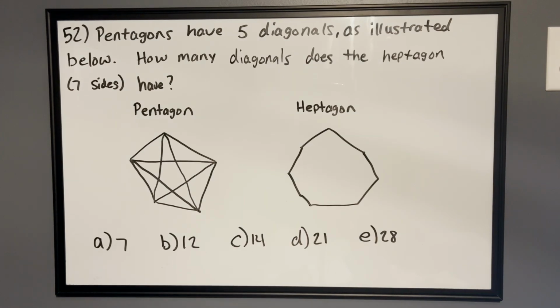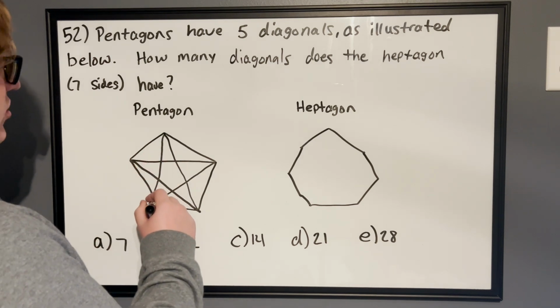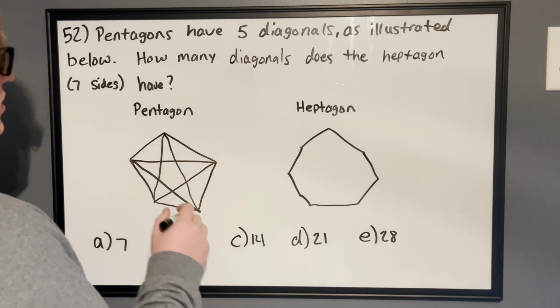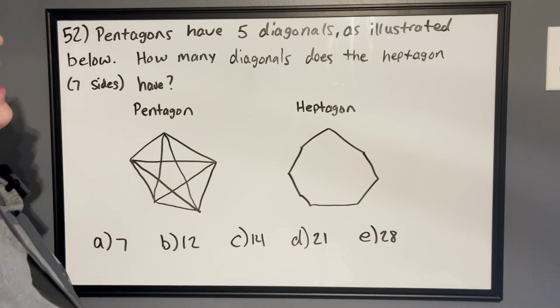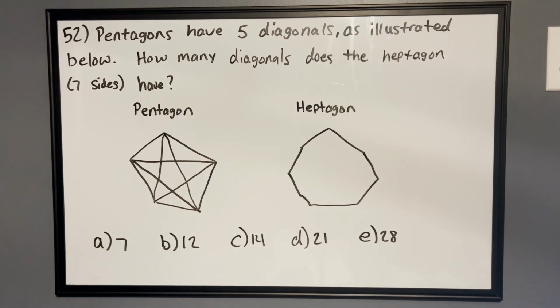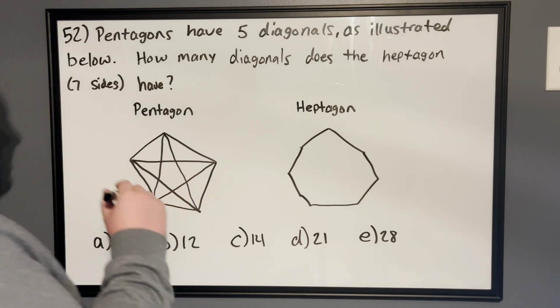All right, so here we have question number 52. It says pentagons have 5 diagonals, as illustrated below. How many diagonals does the heptagon, which has 7 sides, have? So when we look at the pentagon, we see that it has 2 diagonals coming from every corner. So if it had 2 coming from every corner, then we would have 10 lines. But because some of those lines are shared, we only have 5 diagonals.